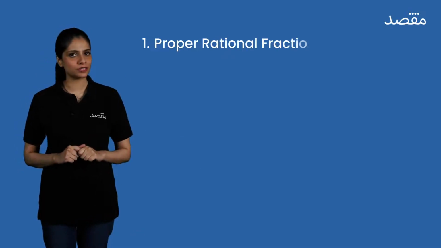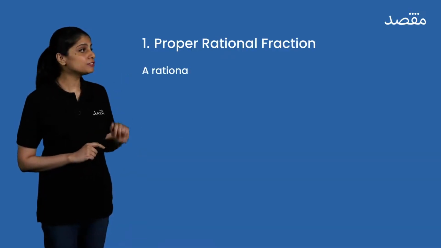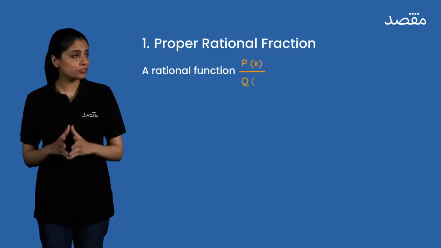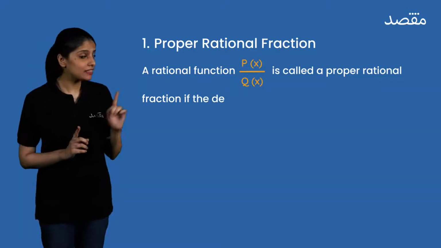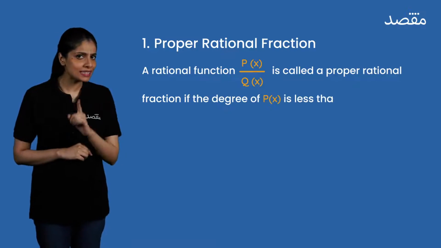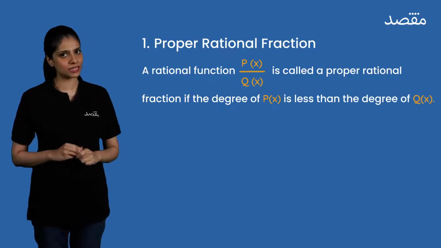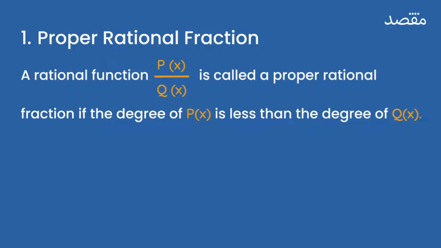A rational fraction is of two types. Number one, a proper rational fraction. ये क्या है? A rational function p of x over q of x is called a proper rational fraction if the degree of p of x is less than the degree of q of x. Simply, when the degree of denominator is greater than the degree of the numerator.